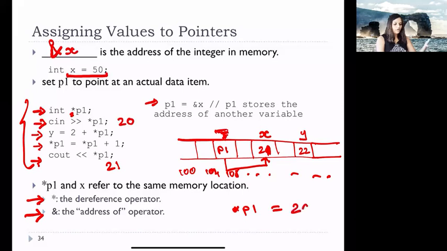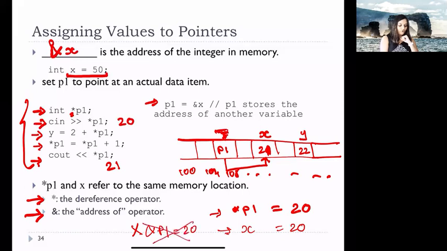So using an asterisk operator, if you have something like pointer p1 equals 20, in this case, this is the same as x is equal to 20, right? But using an address of operator, these statements are not the same: address of p1 equals 20. This is not true. Neither is it the same as address of x is equal to 20. Even this is not true.